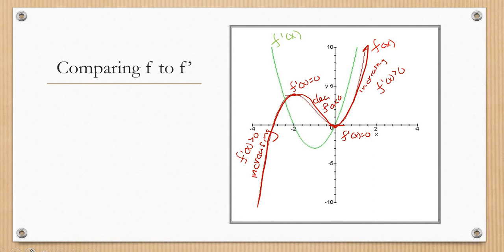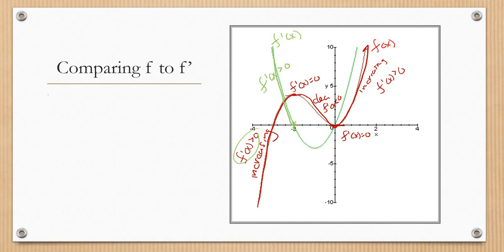So let's look at our derivative and see if that matches. So from -infinity to 2, we said that the function was increasing, so f prime had to be greater than 0. And it is. These are all positive values.